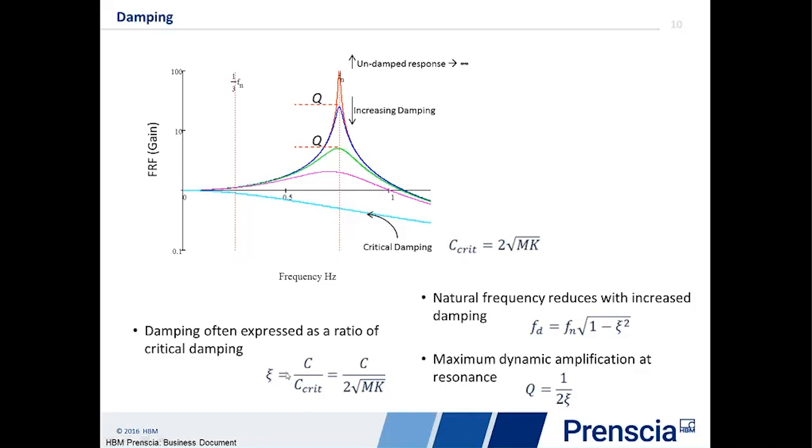Typically, for structures like a metallic structure, we expect damping ratios between, I don't know, a very small value and 5-6%, depending on the joints and the structure. So we don't have a damping ratio for a particular material. We have a damping ratio for a particular assembly, a particular structure, and at a particular frequency. Note that the natural frequency reduces with increased damping.